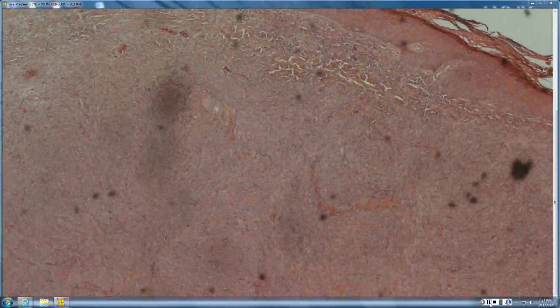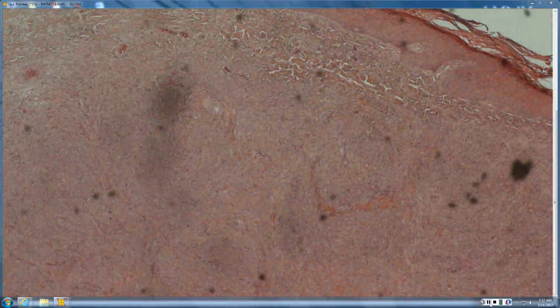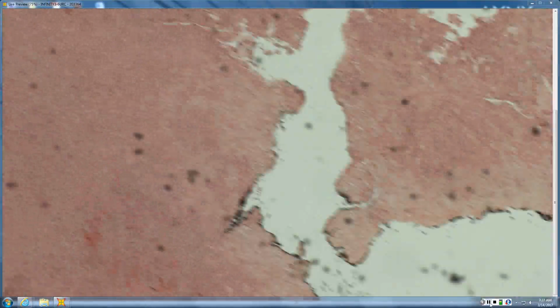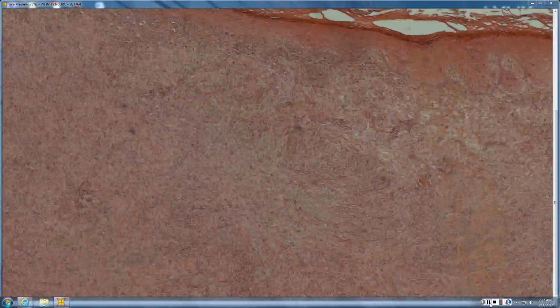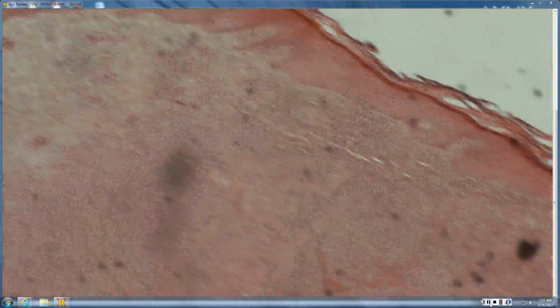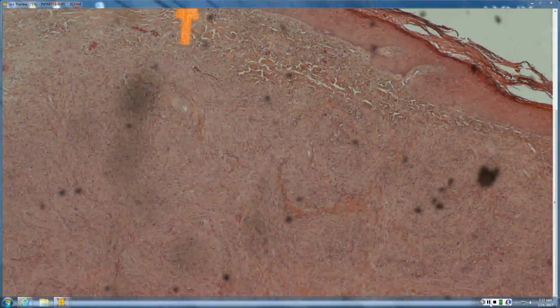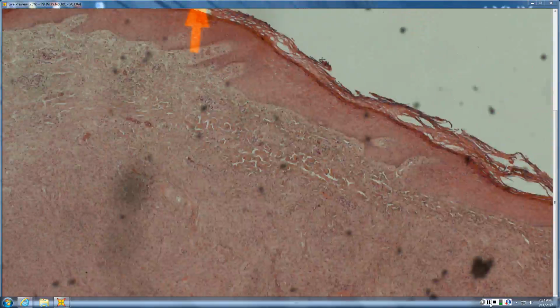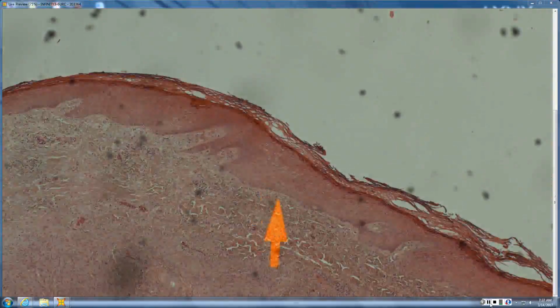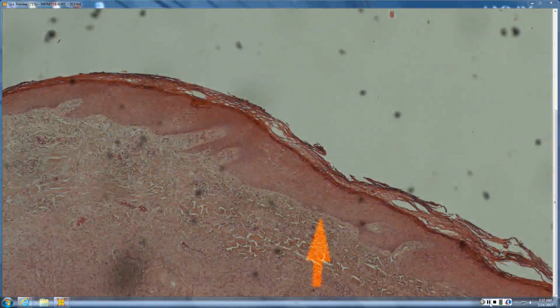So there's a spindle neoplasm. Big or small? Very, very big. Kind of coming off of the epidermis. So describe the overlying epidermis. There's a little acanthosis, but not as much as I expect for a DF. There's no follicular induction that I can see.